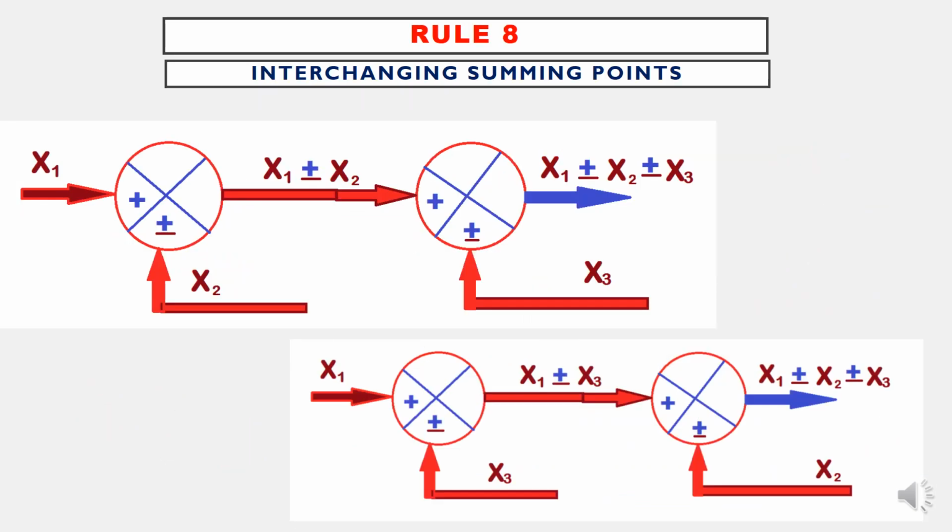Rule 8: interchanging summing points. See, X1 and X2 are connected at this point. So X1 plus or minus X2 is given to the next summing block, and the third signal is X3. These three are combined together. We have to interchange X2 and X3 only. X2 is connected with a plus or minus value. X3 is also connected with the same plus or minus. I just have to interchange this. Instead of X2 I have to use X3, and instead of X3 I have to use X2. So this is the resultant block.